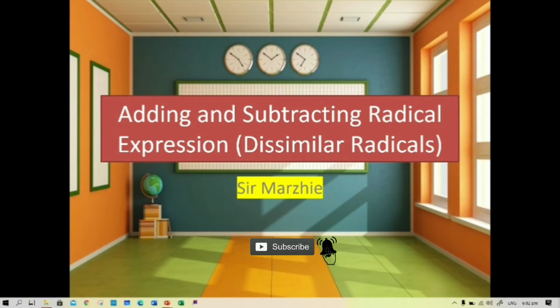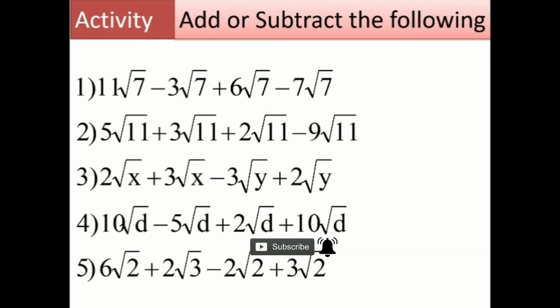Let's try to have a short review of our past lesson. Yesterday we discussed already about addition and subtraction of similar radicals. I want you to get a piece of paper and answer these 5 questions. I'm going to give you only 20 seconds to answer this. After we check your answers, please send in your scores in our chat box. Are you guys ready? Timer starts now.